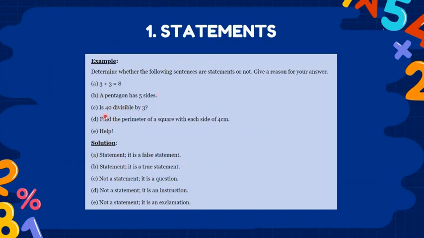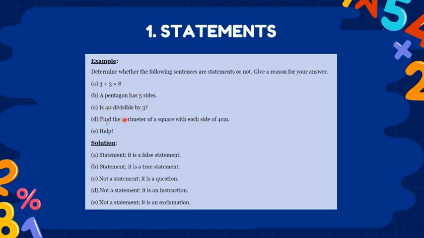Okay, the next one is question C. Is 40 divisible by 3? Question mark. For this one, to check whether it is a statement or not, like the previous one, we need to see whether this sentence has its own truth statement. But as we can see, this sentence doesn't have a truth statement, and at the end of this sentence there is a question mark. So directly, this is not a statement because it doesn't have any truth statement, and it is a question because of this question mark. I hope you guys can get this one.